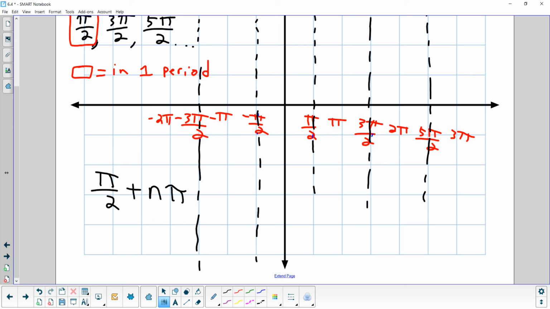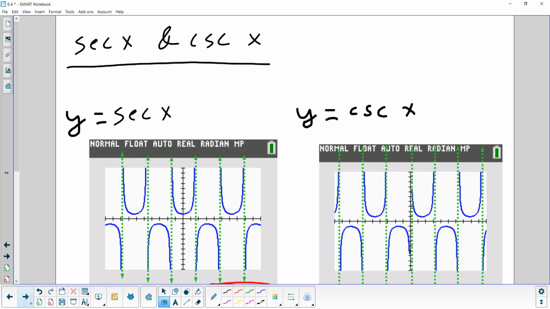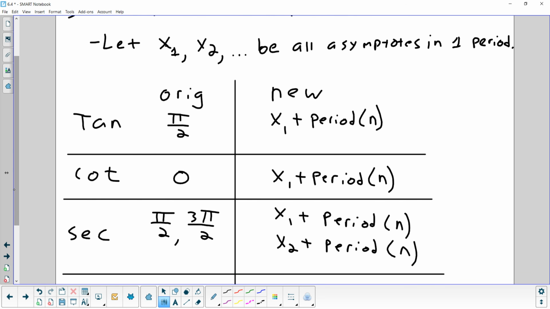That's for the original tangent. What we want to look at now is when you do a transformation. How do you describe it? Okay. Question? So when we do a transformation, let's go back to this table. The first thing you have to do to find the new asymptotes is figure out where one of the asymptotes is. It doesn't matter which one. As long as you find one and then tell me, okay, here's one, you can move forever left and right from that one and you'll hit them all. Okay. As long as you have one.